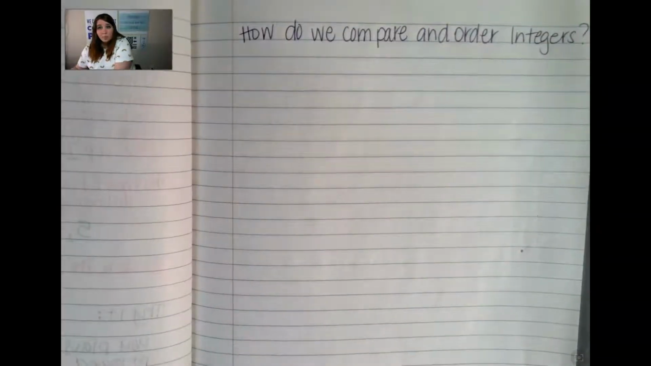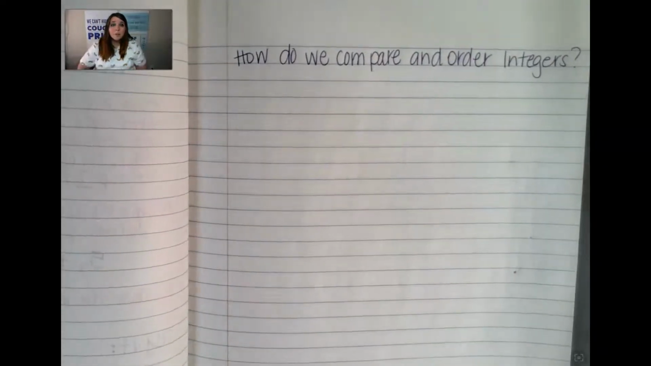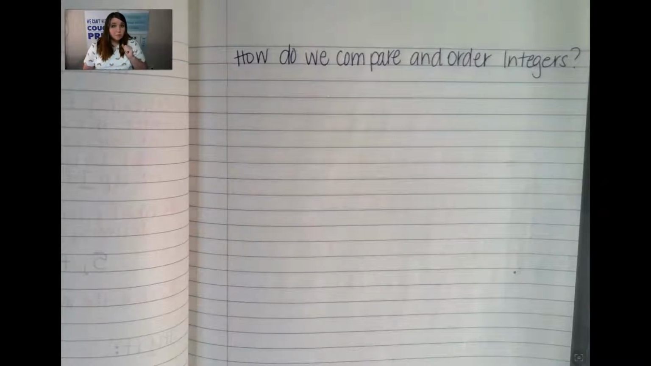Today we're going to talk about comparing and ordering integers, and our number lines are going to be very important in our journey. So horizontal and vertical. Those are the two types of number lines that we're going to be looking at. So it says for us to compare two numbers on a horizontal number line.